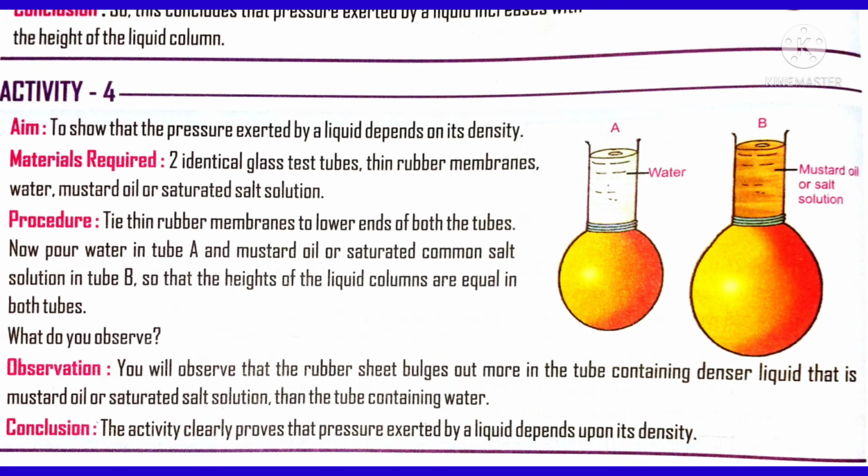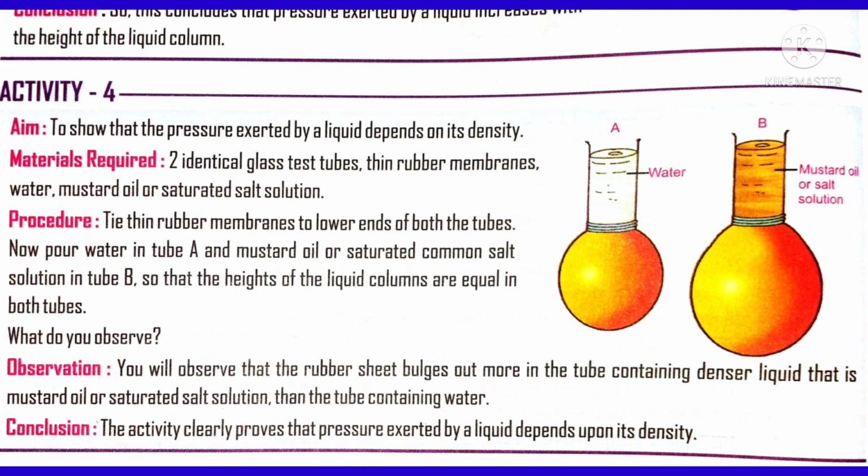So one end you tied a balloon, and at the other end you are going to pour the liquid. What will happen? The balloons are of the same size, the test tubes are of the same size, and the water and mustard oil are equal in quantity. So tell me, in which case will the balloon bulge more? Definitely the second test tube, B, in which mustard oil is kept, because its density is more. Mustard oil's density is more compared to water. That is the reason it exerts more pressure. Due to more pressure, the balloon will bulge more. This proves that pressure exerted by a liquid depends upon density also.